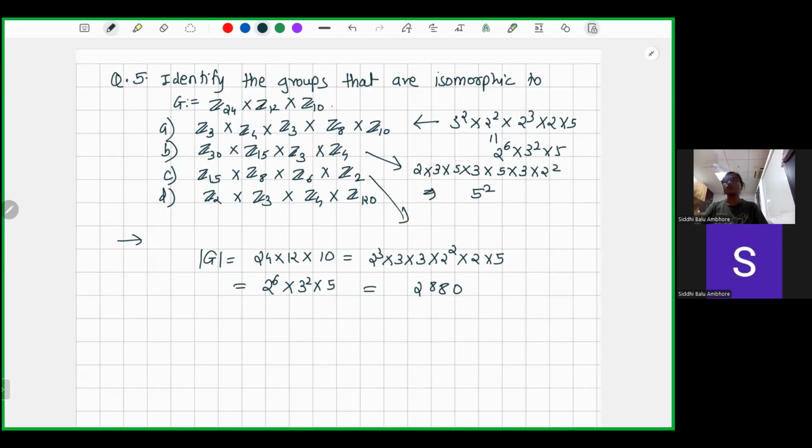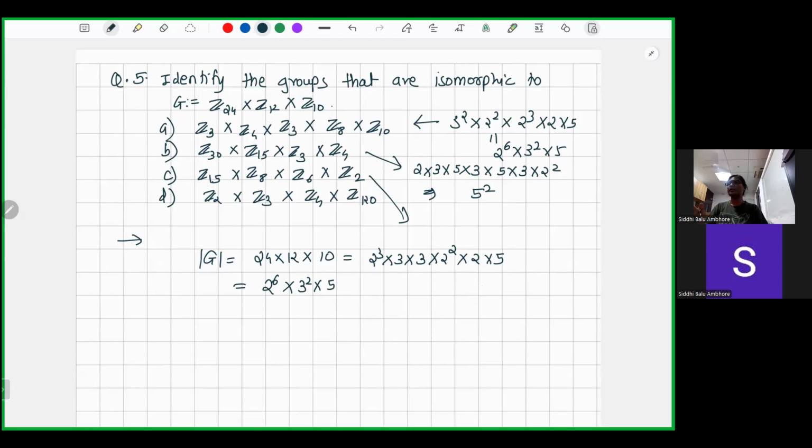So note that first of all, the prime factorization of a given number is unique. So if you want to check whether two numbers are equal, the best way is to check their prime factorization. So instead of multiplying all these numbers, since these are small numbers, just write their prime factorization and check whether those prime factorizations coincide or not. That's what I'm doing here instead of multiplying these things. So 2 power 6, 3 square, and 5 is the prime factorization of cardinality of G.